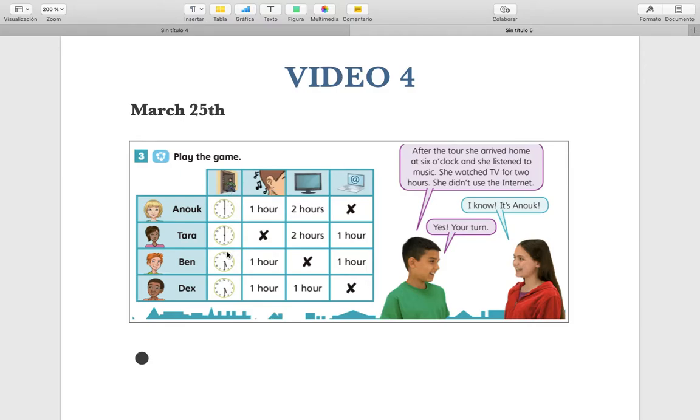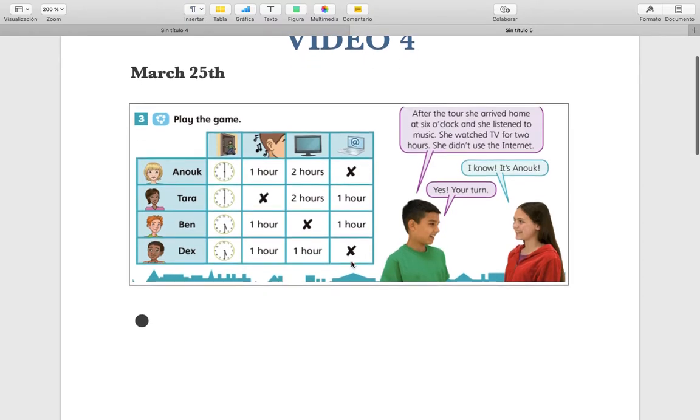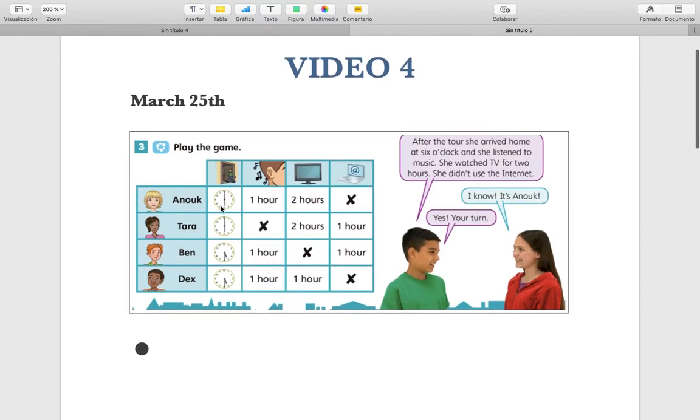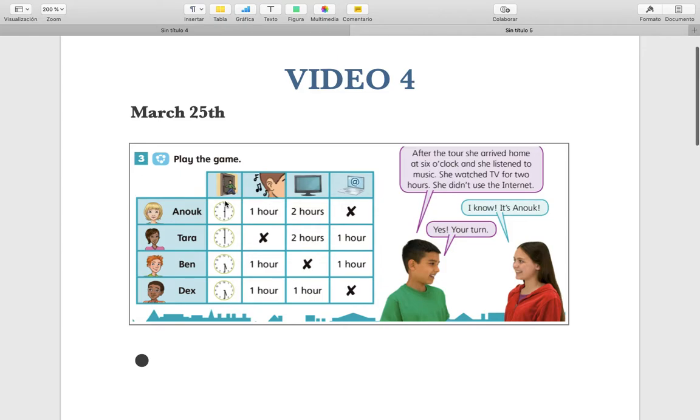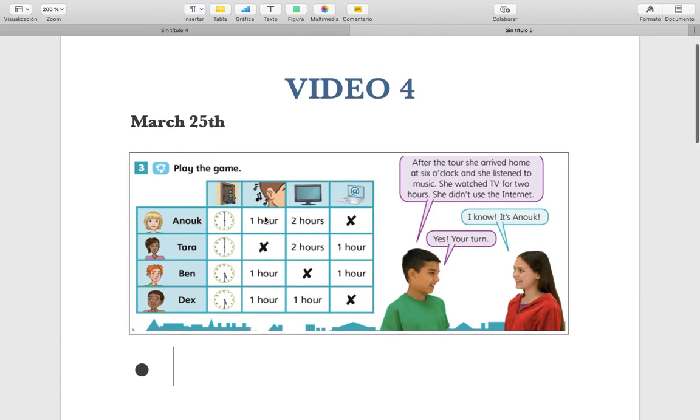This first chart is related to the time. The second chart is related to listening to music. The third chart is related to watch TV. And the fourth chart is related with the use of the internet. What we have to do? We must do some sentences. Look at the example.